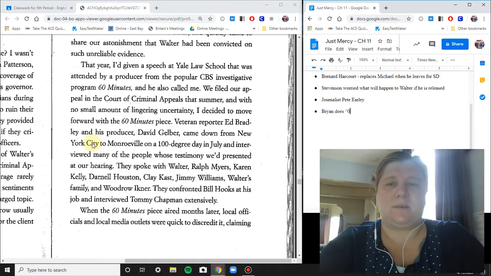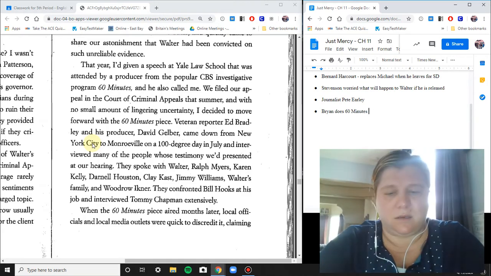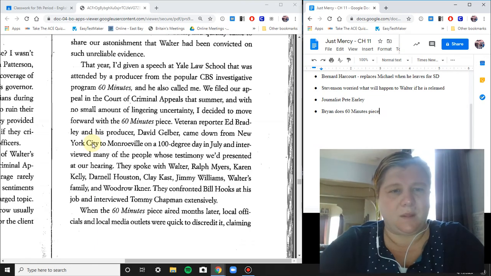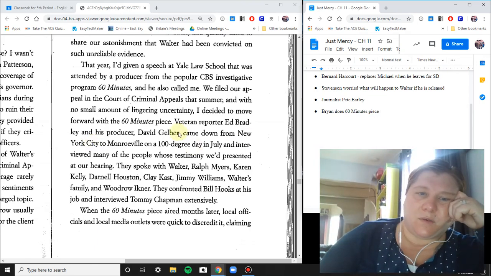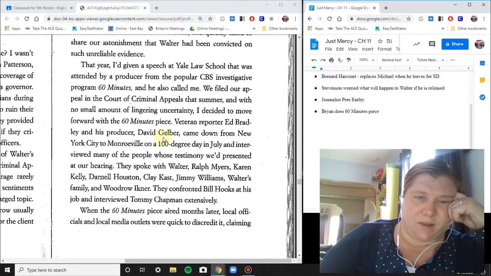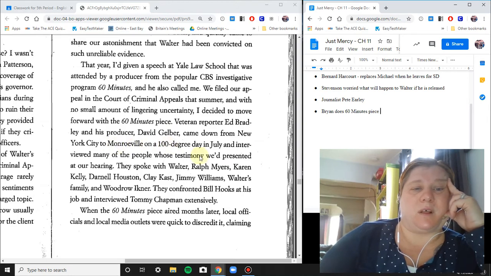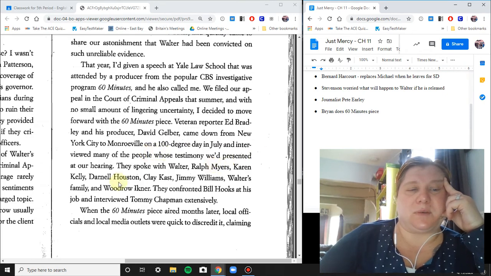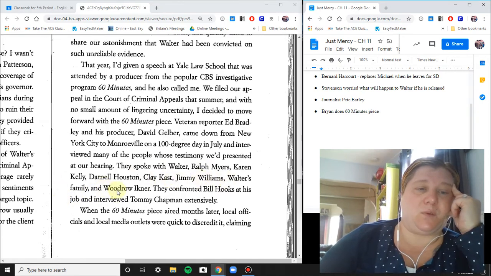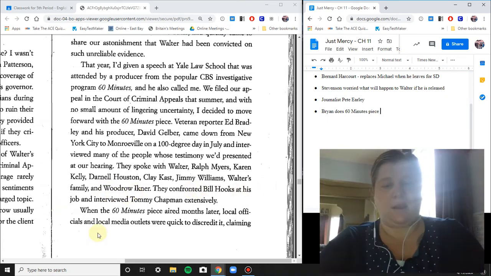60 Minutes did an interview with veteran reporter Ed Bradley and his producer David Gelber, who came down from New York City to Monroeville on a 100-degree day in July and interviewed many of the people whose testimony we presented at our hearing. They spoke with Walter, Ralph Myers, Karen Kelly, Darnell Houston, Clay Cast, Jimmy Williams, Walter's family, and Woodrow Eichner. They confronted Bill Hooks at his job and interviewed Tommy Chapman extensively.